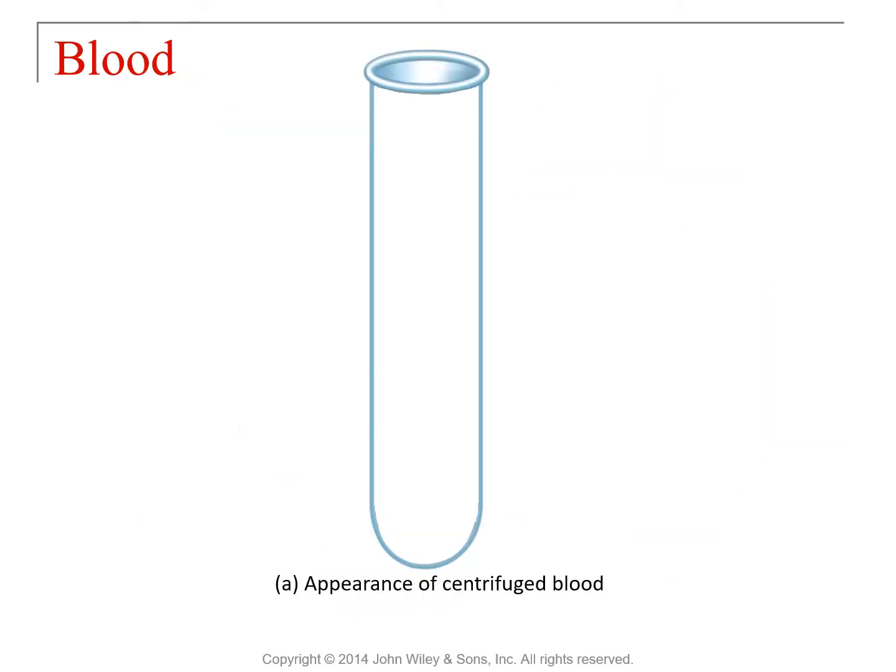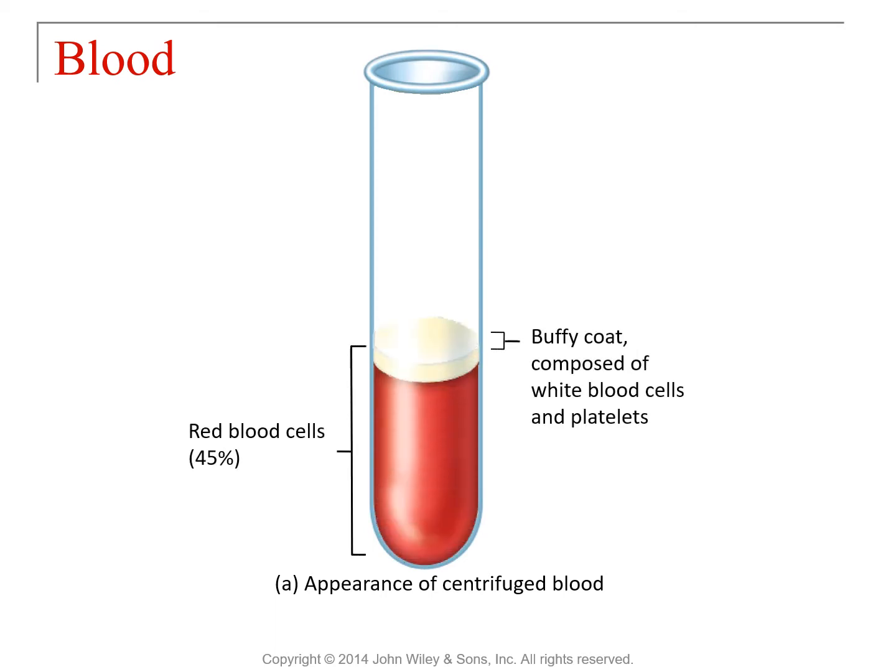First of all, if you centrifuge blood in a tube, you're going to see about 45% of what you centrifuge being red blood cells and what's called a buffy coat, which is composed of white blood cells and platelets. The other 55% is going to be plasma.